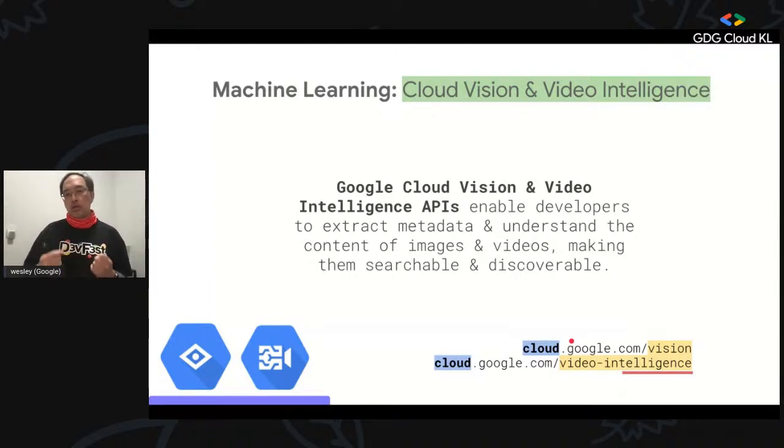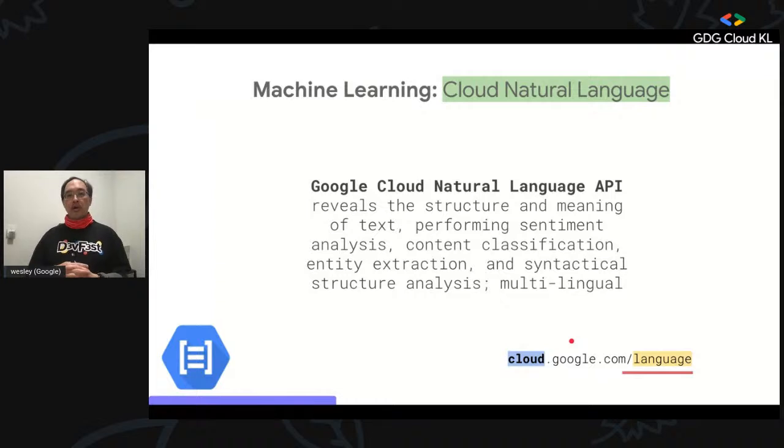This allows you to understand the contents of images and videos by extracting the appropriate metadata that you're asking for so that you can basically index them and make them searchable. So they're pretty cool. There's also the Natural Language API.